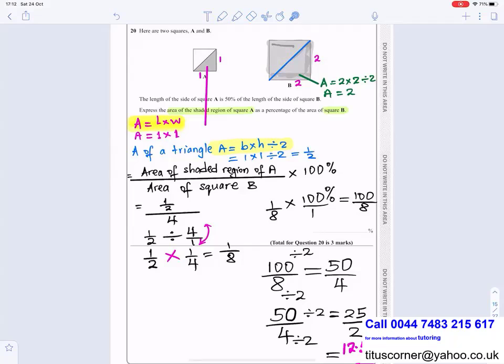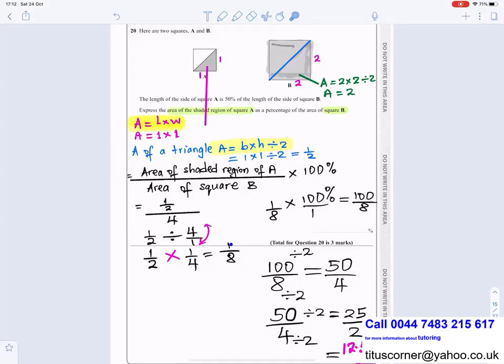So half divided by 4. You will change the divide to a times and flip it round, so it will be 1/4. So half times 1/4. Now you multiply the numerators.